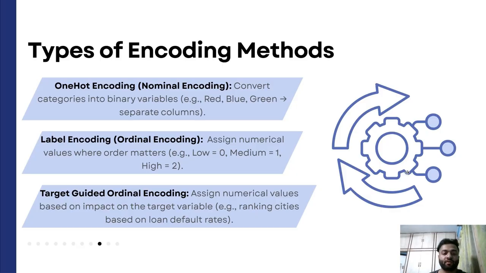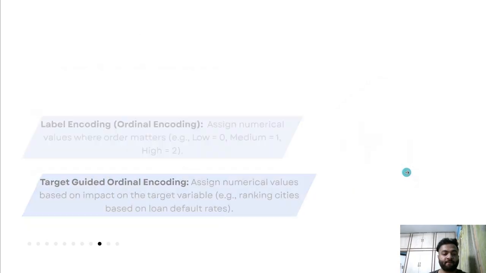Target guided ordinal encoding. This technique assigns numeric values to categories based on their correlation or relationship with the target variable. It is particularly useful for encoding categorical variables in a way that enhances the predictive power in a supervised learning model. For example, in a credit risk model, loan applicants from different cities may have different default rates. Cities with higher default rates get lower ranks. Choosing the right encoding method is crucial. Wrong encoding can mislead the model and affect performance.